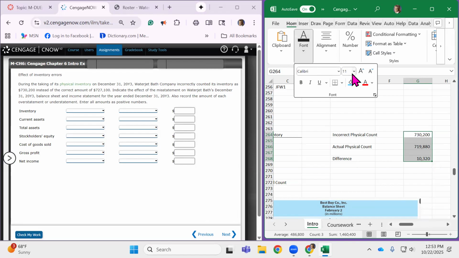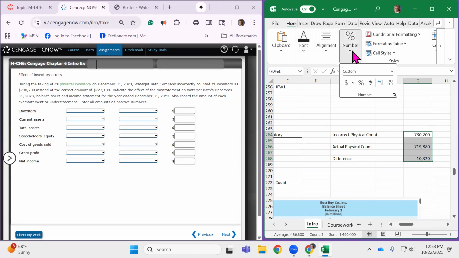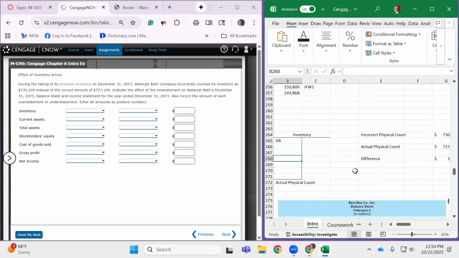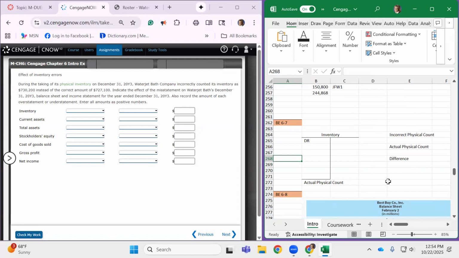How much did we miscount? Why do we miscount? Because we're human. Yeah, sometimes we miscount. So here is the incorrect physical count. Here's the actual physical count, 727,100. So the difference is $3,100. Okay, I'm going to show you this.